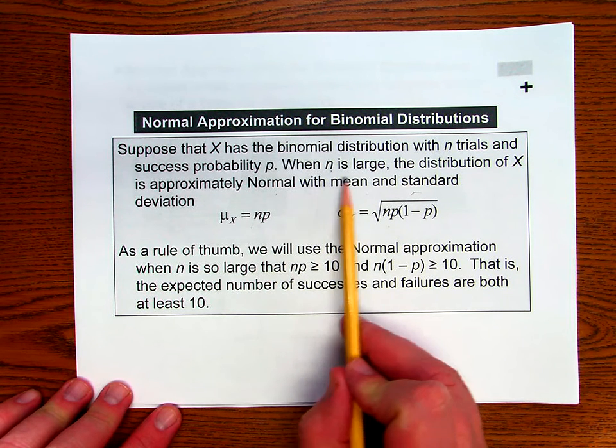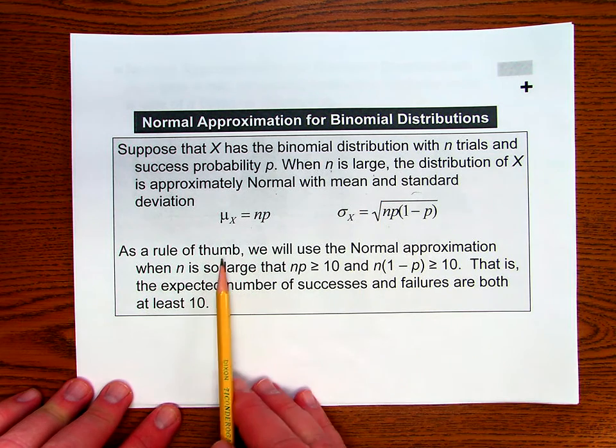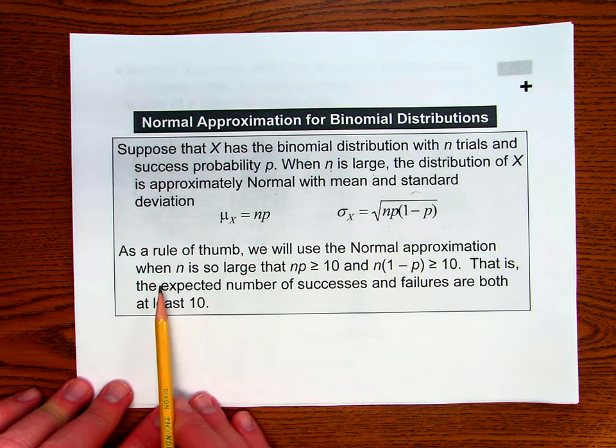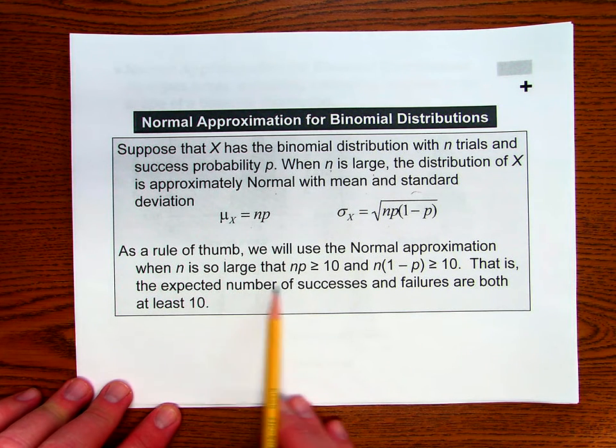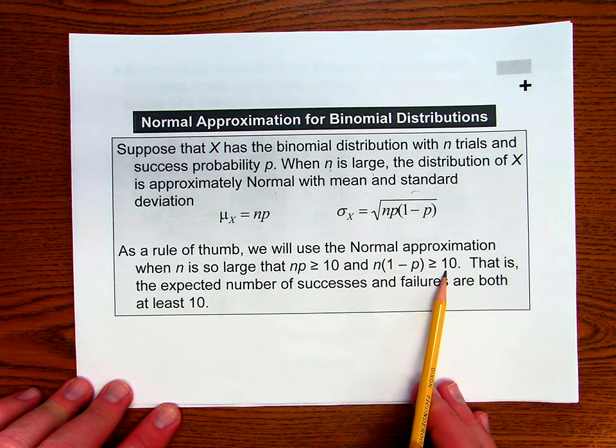So, next question that gets begged here is, well, how large is large? Okay, as a rule of thumb, we use a normal approximation when n is so large that np is greater than 10 and n(1 minus p) is greater than 10.